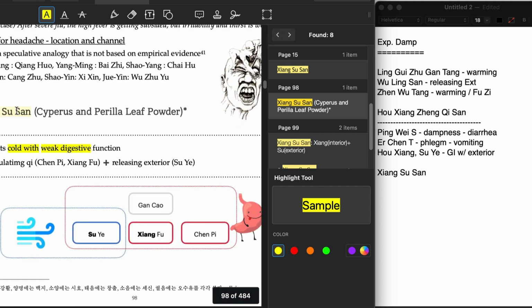Why do they use Suye? Why not Jingjie, Fangfeng or Ma Huang? Because Suye has a double action. And Hoshang and Suye both have a double action. What kind of double action? First, GI symptoms. Second, cold-like symptoms. This makes Hoshang Chengchisan a unique formula.